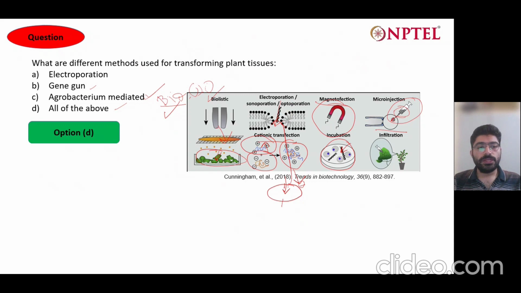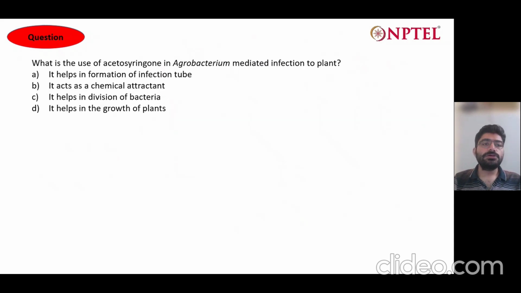Okay, so let's move on to the next question. What is the use of acetosyringone in agrobacterium mediated infection to plants? It helps in the formation of infection tube. It is a chemical attractant. It helps in division of bacteria. It helps in growth of plants. So the correct answer is that it acts as a chemical attractant.